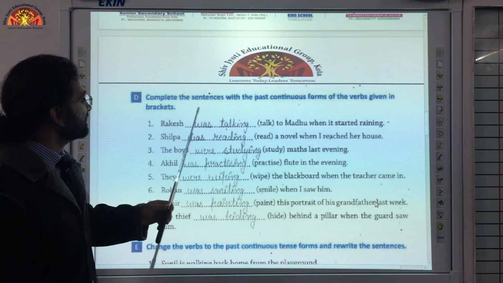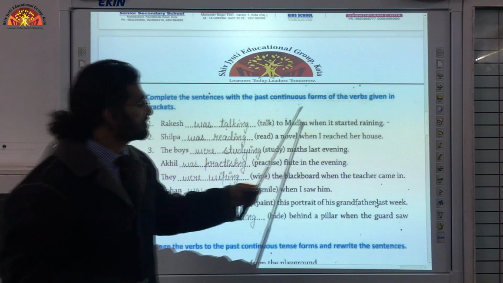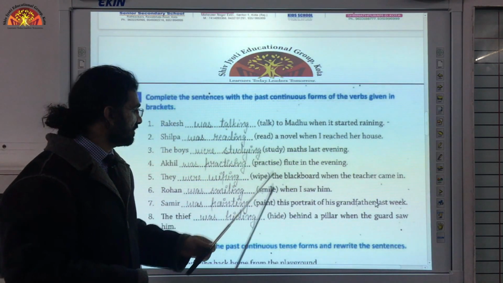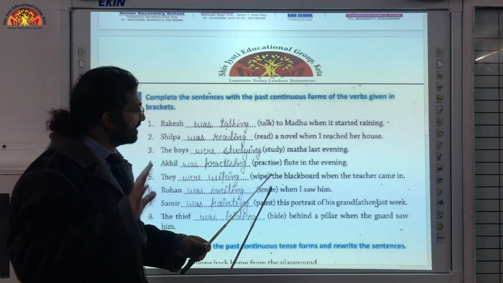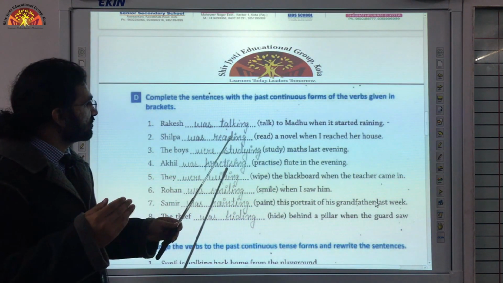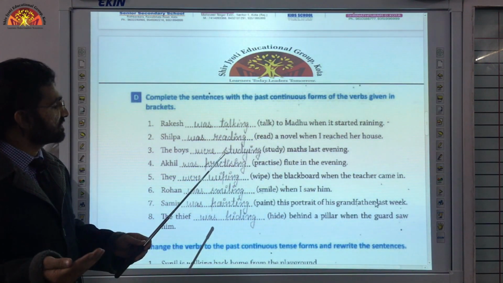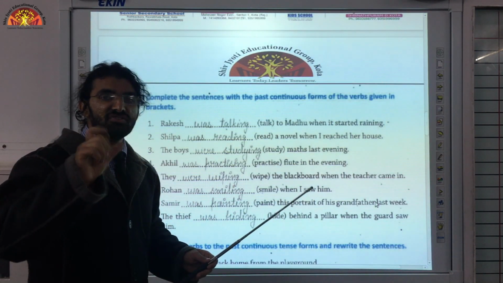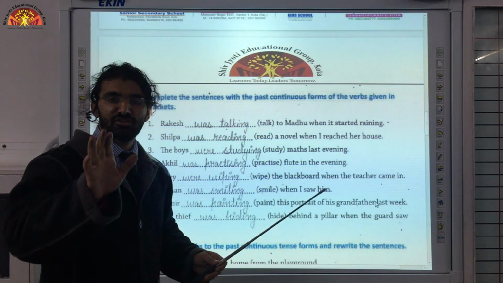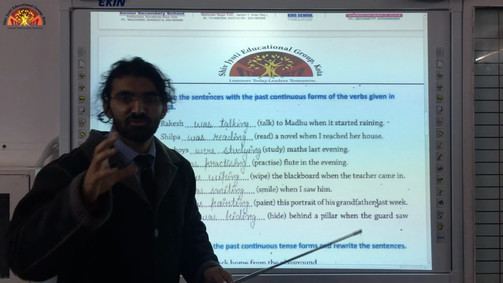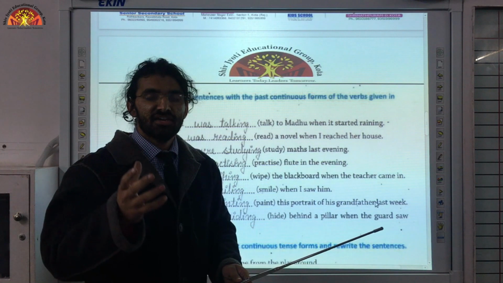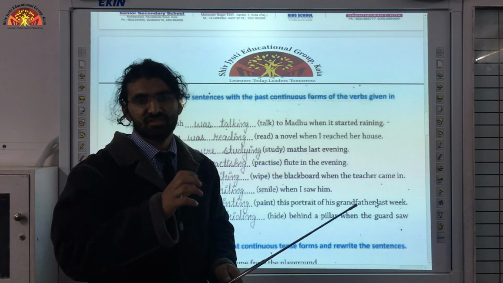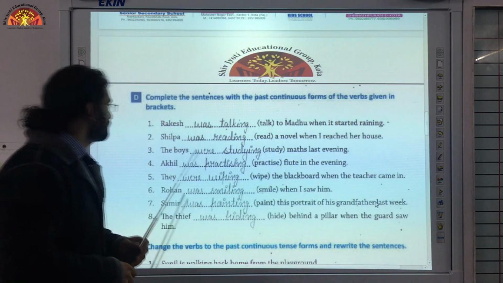Exercise D. Complete the sentences with the past continuous forms of the verbs given in the bracket. So we have these base verbs, plain, simple. Now we have to use the past continuous forms of the verb. How will we do that? We will bring in a helping verb. We will first see singular or plural. If singular, we will bring in was. If plural, we will bring in were. And then we will add ing to the base form of verb given in the bracket. So let's see the first one.